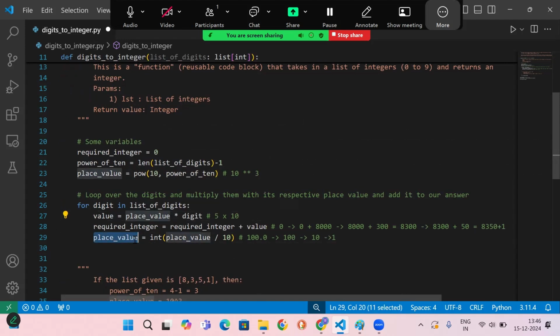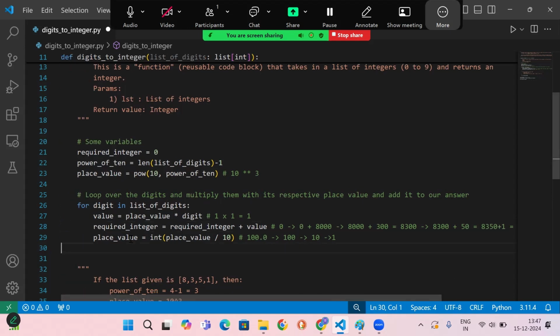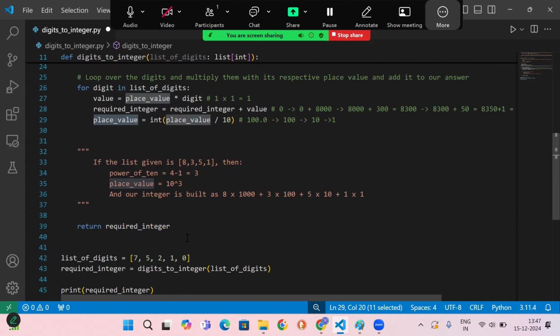And then again, we decrease the factor to 1. And the value is set to the last digit, 1 times 1. The required integer is updated to accommodate this 1. So the integer becomes 8350 plus 1, which is 8351, which is the required integer. And this line does not really matter because this is the last line of the loop. So yeah.